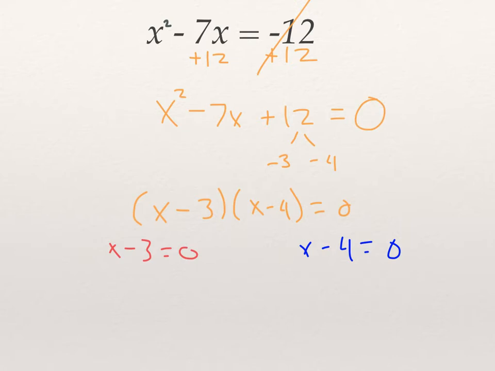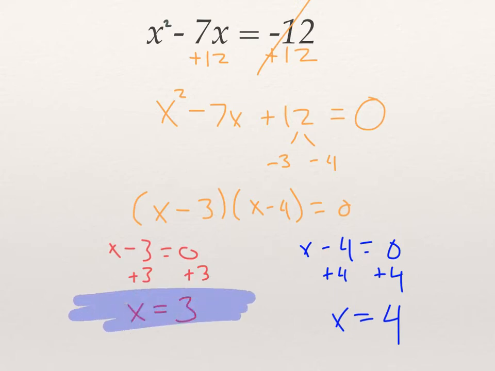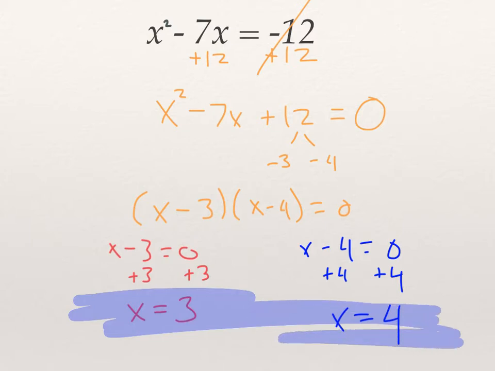So to solve for x in our first equation on the left side, what do we do? Add 3. So x is equal to 3. And in the second equation, what do we do? Add 4. So x is equal to 4. We got x equals 3 as an answer, and x equals 4.